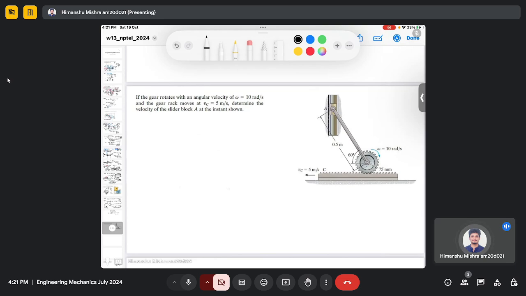So here we are given a gear which rotates with angular velocity omega, which is 10 rad per second, and the gear rack moves at velocity v_C, which is 5 meter per second. Determine the velocity of the slider block A at the instant shown.